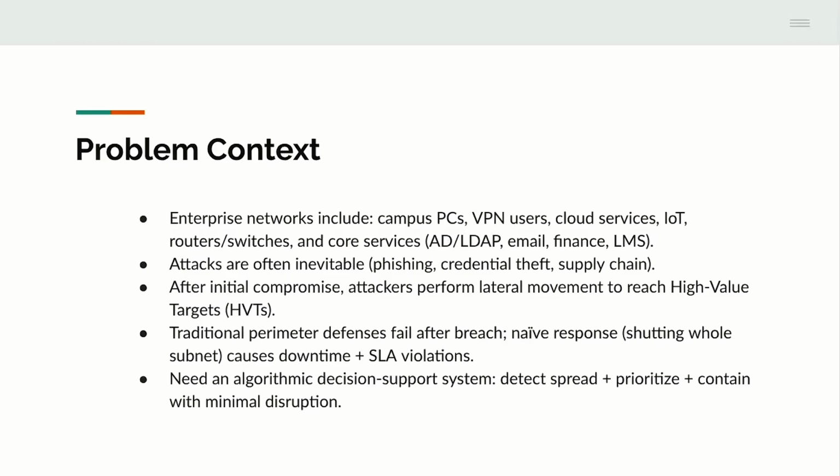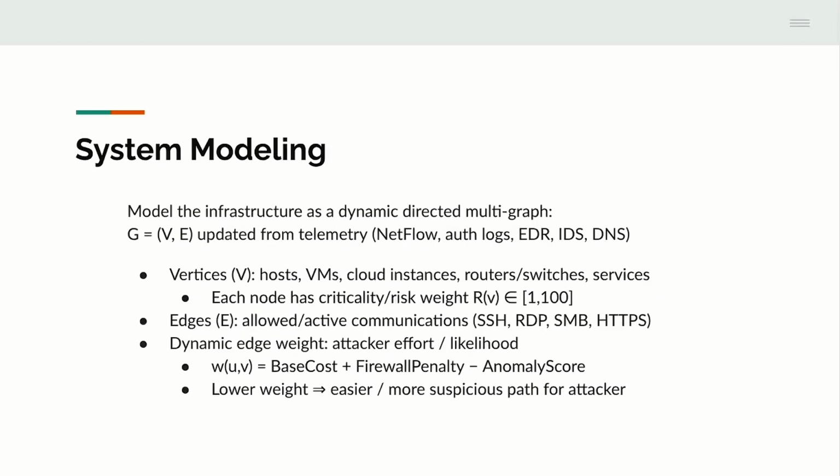Perimeter defenses don't help much once they are inside, but shutting down a whole subnet causes downtime and SLA violations. So we need an algorithmic decision support system that can detect a spread, prioritize threats, and contain attacks with minimal disruption. Now let's talk about the system modeling.